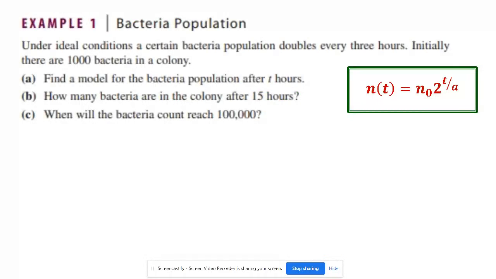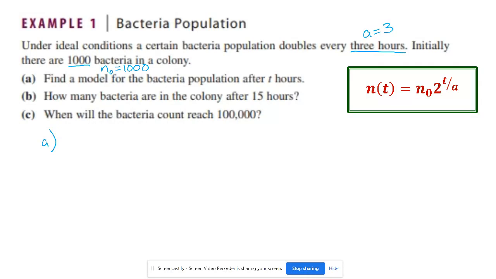This involves bacteria, and a lot of these problems do. But we have a bacteria population that doubles every 3 hours. So right here, A is equal to 3, every 3 hours. Initially, there's 1,000 bacteria. So that's our N sub 0, our starting amount is 1,000. And this is a three-parter. The first part says to write or to find a model. And a model just means an equation or a function to represent this.